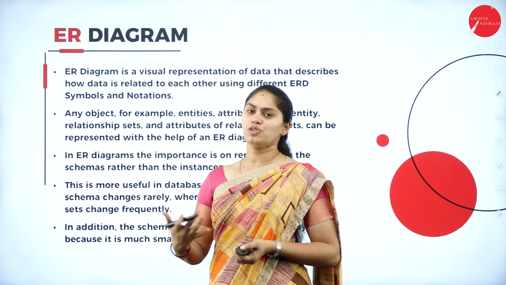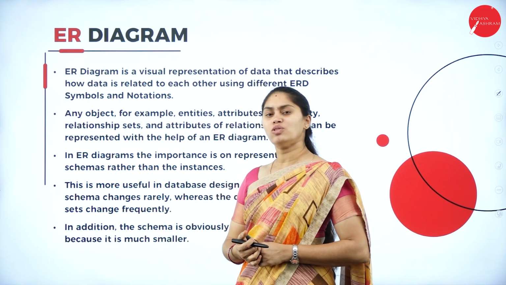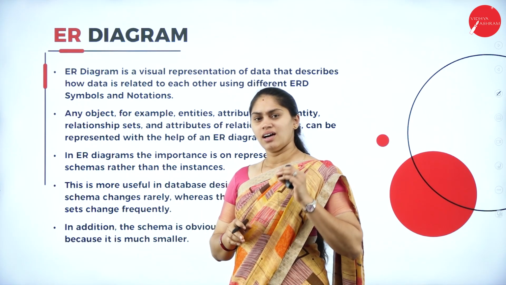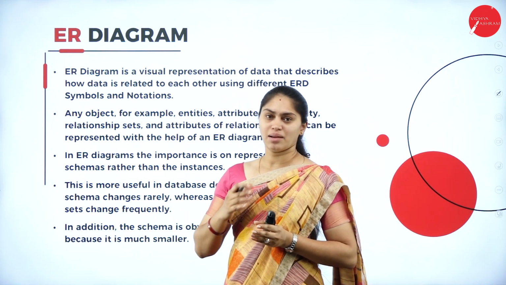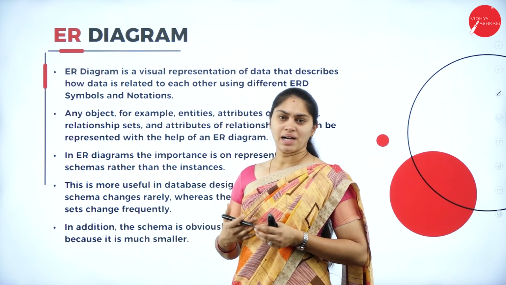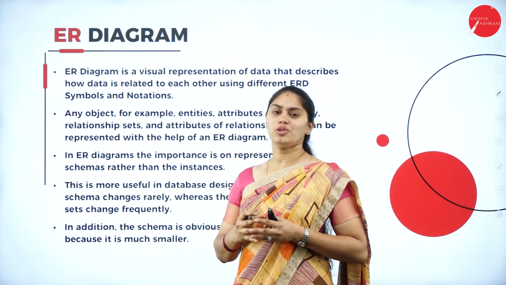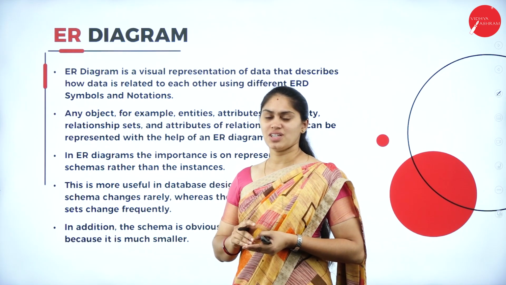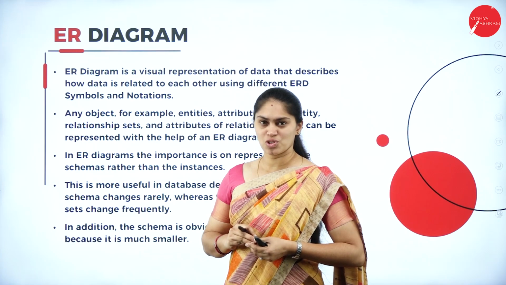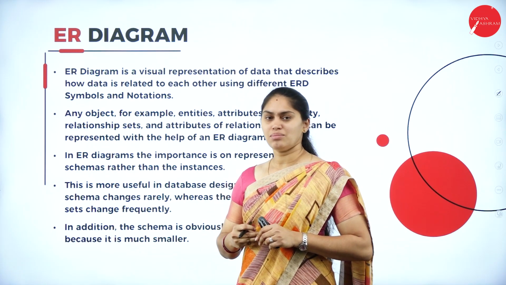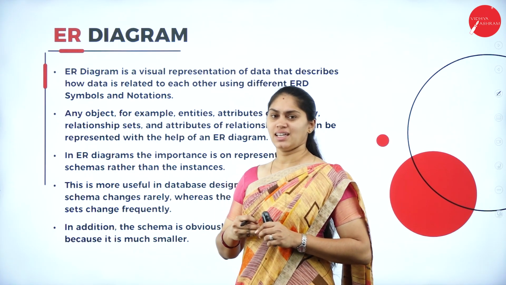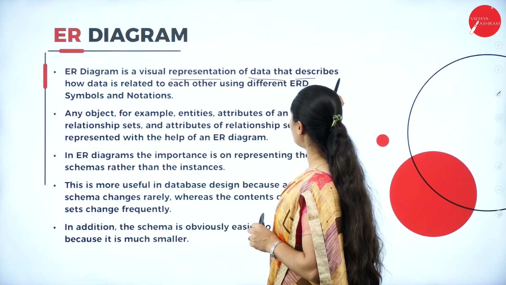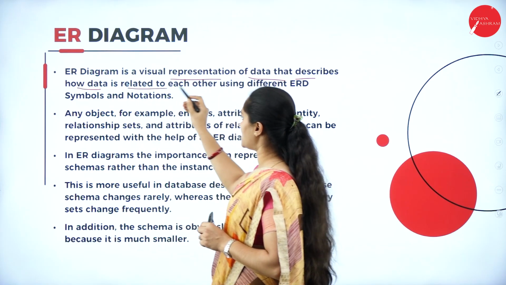So till now we have used many symbols. How do I get to know whether I am supposed to use a rectangle for an entity? How do we use a double diamond or double rhombus for the identifying relationship? To know that, first you must know what an ER diagram or entity relationship diagram is, why we use it, and what the different symbols or shapes are in that ER diagram. You can see here, it's a visual representation of data that describes how the data is related to each other using ERD symbols.